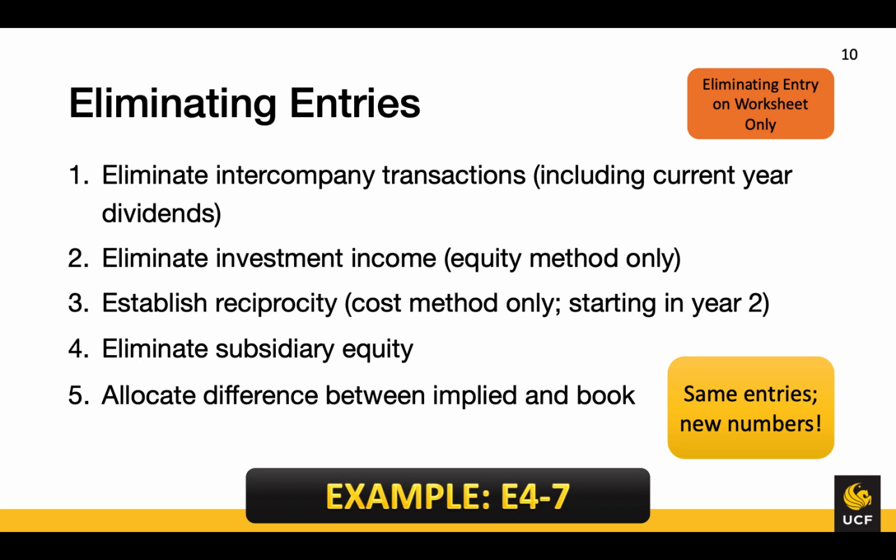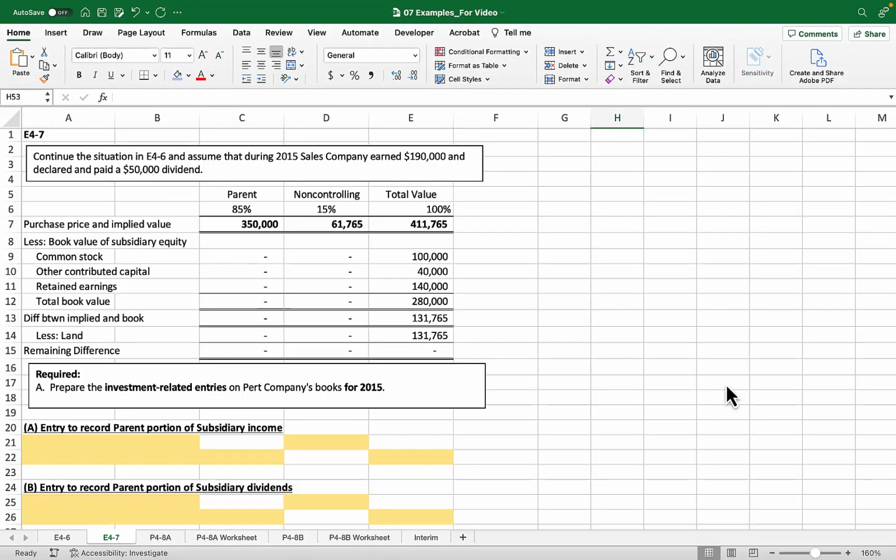We are doing a year 2 example, but it's going to be equity method, so we're still going to hold off on this. We'll come back to it. And then for number 4, we're going to eliminate our subsidiary equity. And number 5 is going to be allocating that difference between implied and book. So these entries are exactly the same as they were in year 1, same list that we're going to go through. But some of the numbers are going to change necessarily because the company has been doing business throughout the year and their balances on their general ledger accounts will have changed.